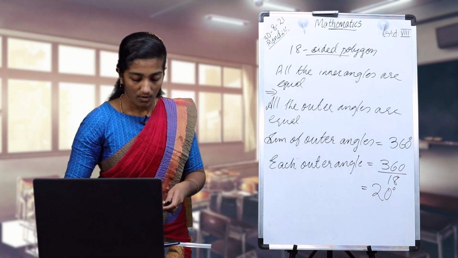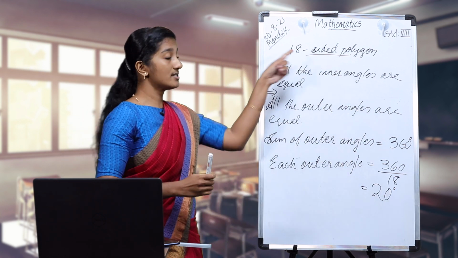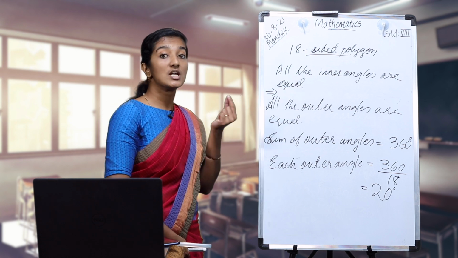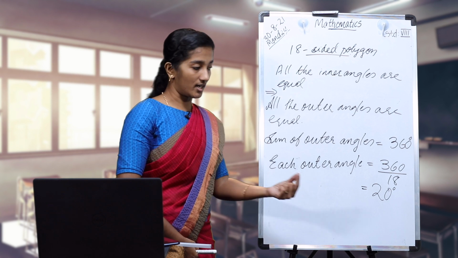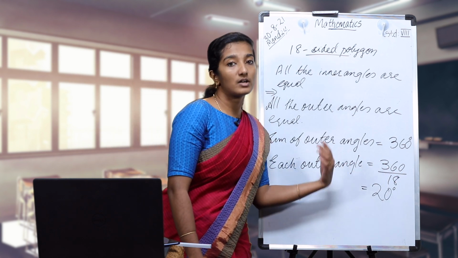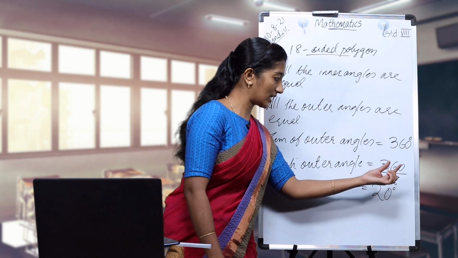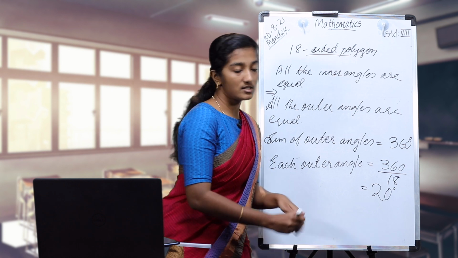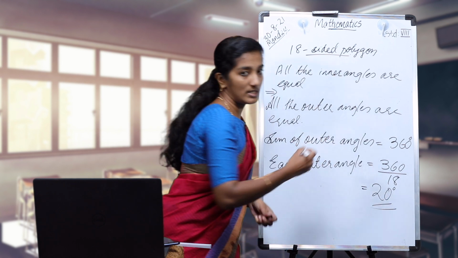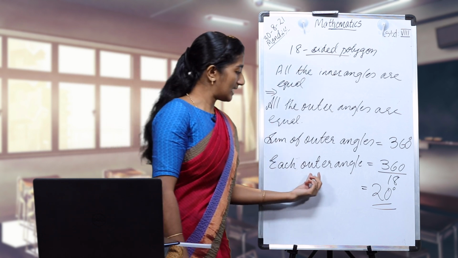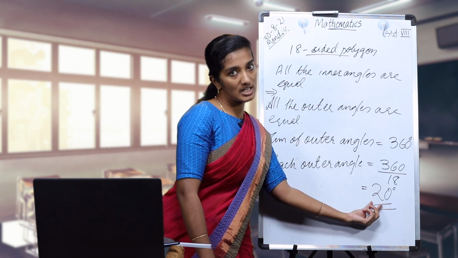Here we are given an 18-sided polygon and we have to calculate the measurement of each outer angle. We took the sum of outer angles. We know that the sum of outer angles of a polygon is 360 degrees. We divided it by 18. Therefore, we get the answer as 20 degrees. For an 18-sided polygon, each outer angle is 20 degrees.